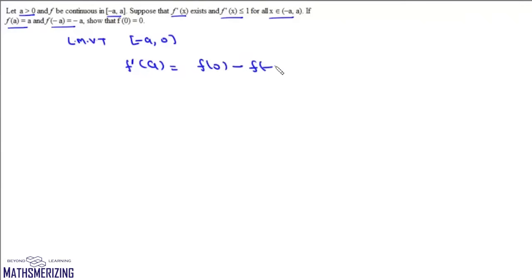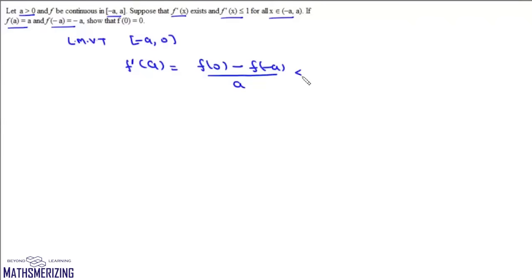Now here the question is, let a be greater than 0 and f be continuous in minus a to a. Suppose that f dash x exists and the absolute value of f dash x is less than 1 for all x lying between minus a and plus a. If f(a) is a and f(minus a) is minus a, show that f(0) is equal to 0. Now if we use Lagrange's mean value theorem in the interval minus a to 0, we can say there exists a point C1 in the interval minus a to 0 such that f dash C1 is equal to (f0 minus f(minus a)) upon a.